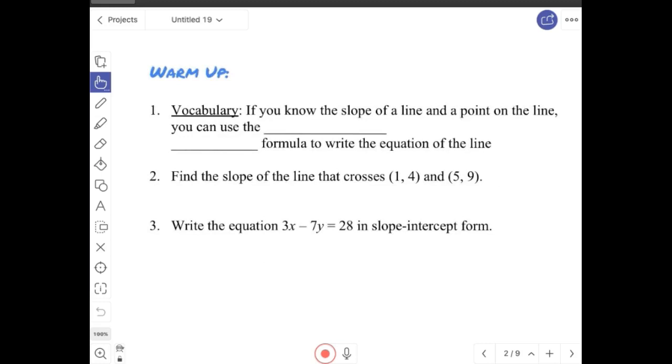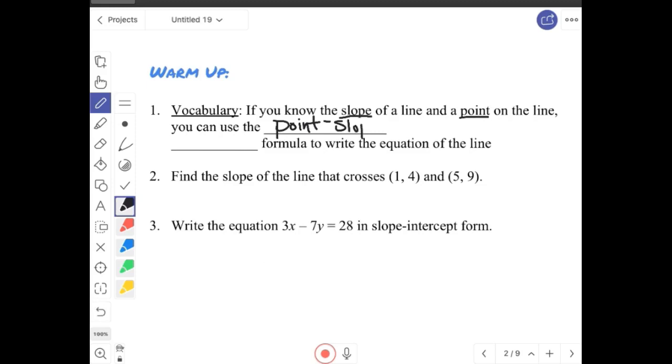If you know the slope of a line and a point on the line, you can use the blank formula to write the equation of the line. So if you know the slope and a point, then we can use the point slope formula to write the equation of the line. You can also actually use the slope-intercept form and solve for b, and then you just have to substitute those things back in.